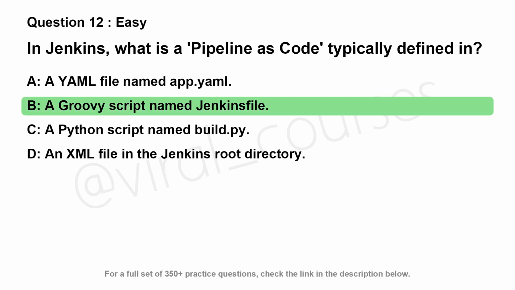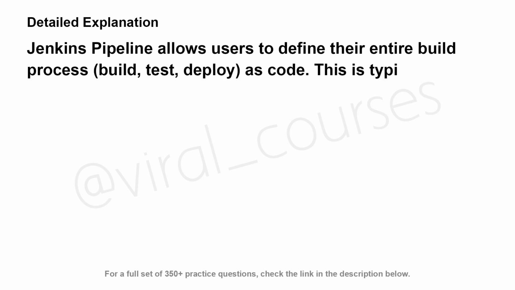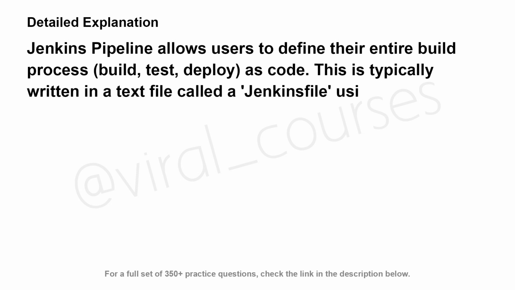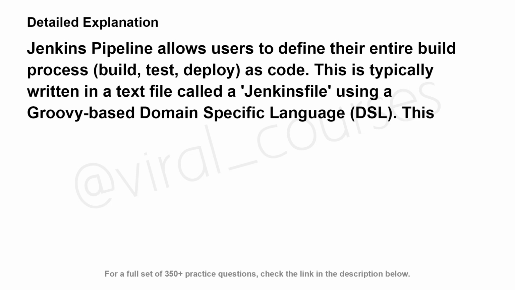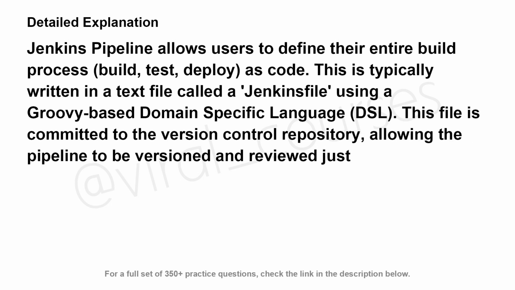The correct answer is B. Jenkins pipeline allows users to define their entire build process, build, test, deploy, as code. This is typically written in a text file called a Jenkinsfile, using a Groovy-based domain-specific language, DSL. This file is committed to the version control repository, allowing the pipeline to be versioned and reviewed just like application code.